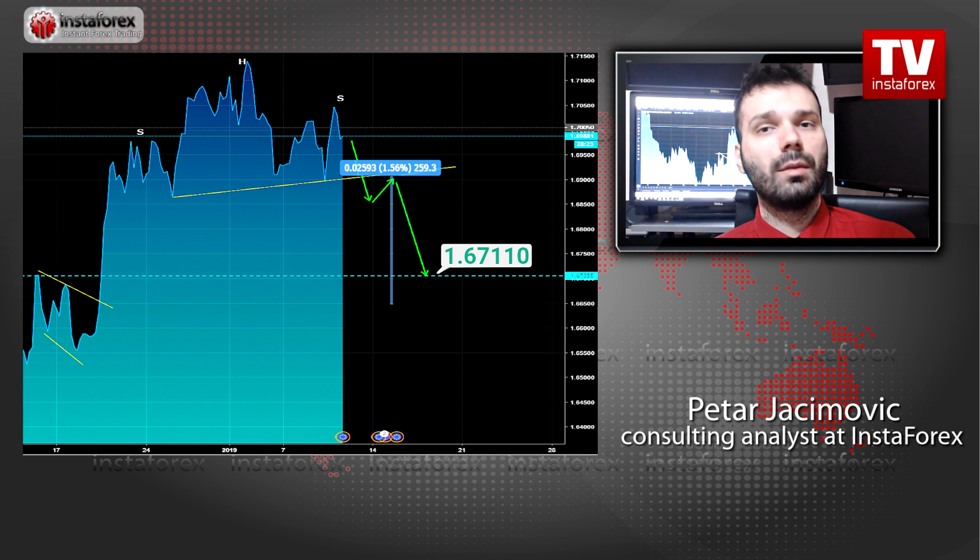The breakout of this 1.6900 level will confirm potential lower prices, and if that scenario happens, then you watch for selling opportunities with the downward target at 1.6710, and this is approximately the projection for this head and shoulders pattern. So watch for the breakout of the 1.6900 and then watch for selling opportunities.